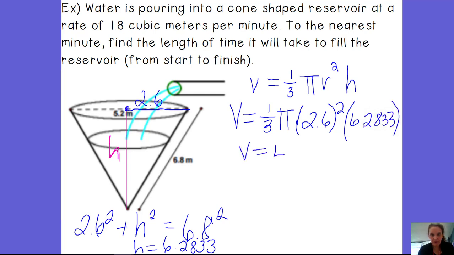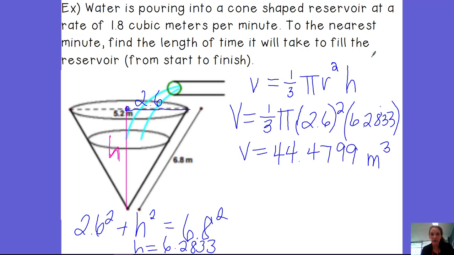I'm just going to type all of that into my calculator, and that will give me 44.4799. So that's the total volume of water that it will take to fill up this cone-shaped reservoir. So our volume of this cone is 44.4799 cubic meters, so meters cubed.